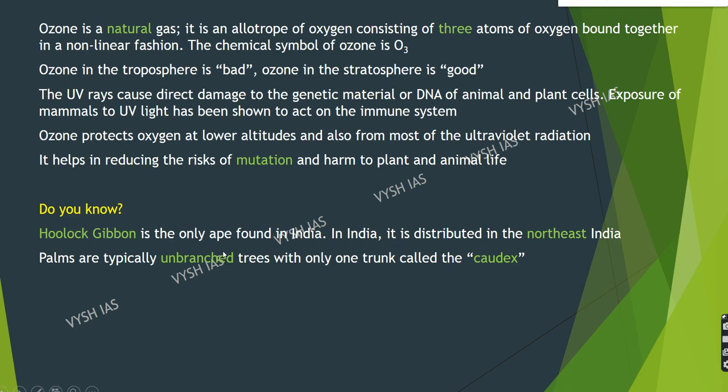Hoolock gibbon is the only ape found in India. Rest are all macaques and langurs. In India, it is distributed in the northeast India. Palms are typically unbranched trees with only one trunk called the caudex.